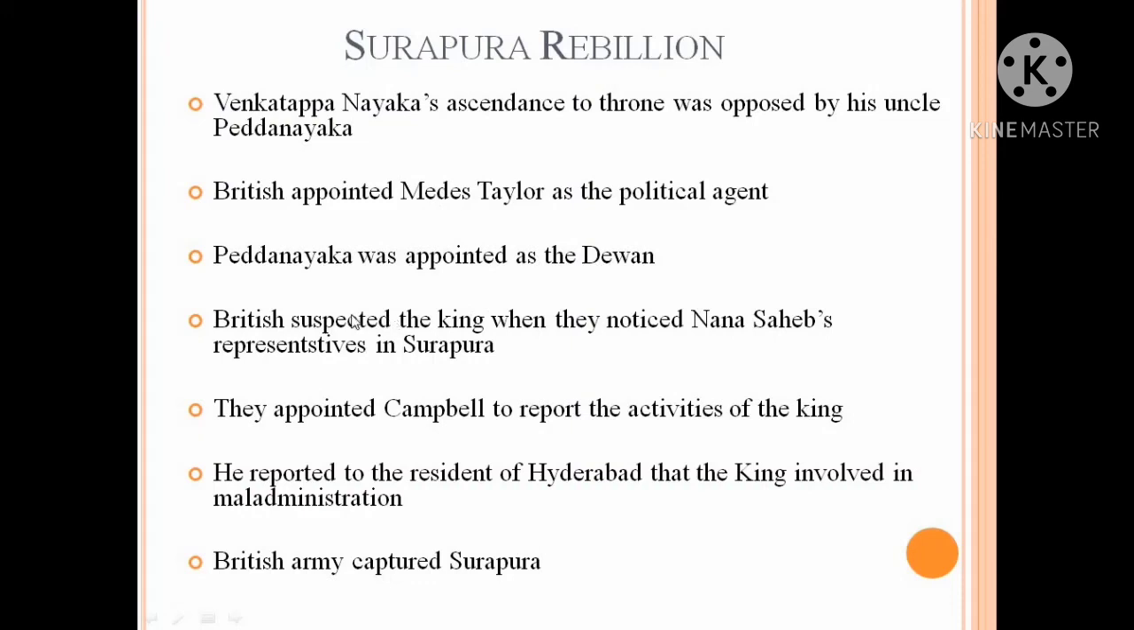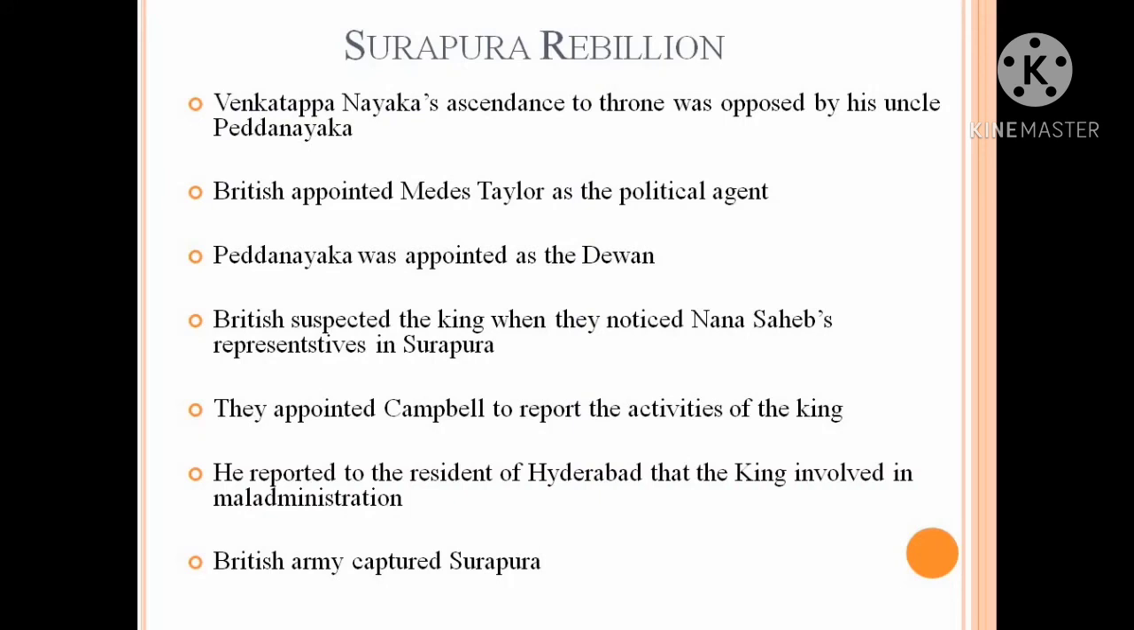And Taylor developed this princely state, Surapura. He conducted the land survey of the kingdom and increased the revenue of the state. Because of his measures Surapura developed, and he also took measures to educate Venkatappa Nayaka properly. And in 1853, Venkatappa Nayaka came to power.